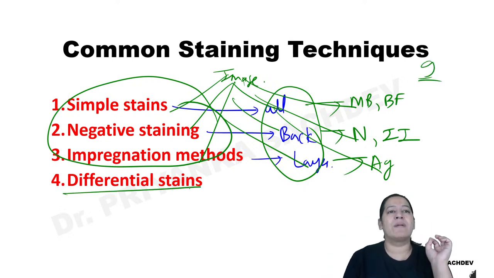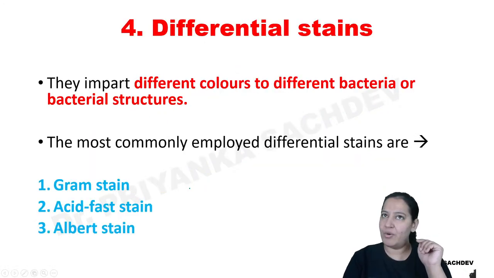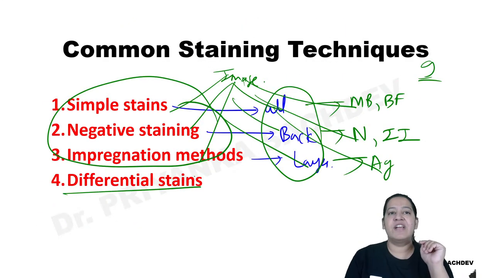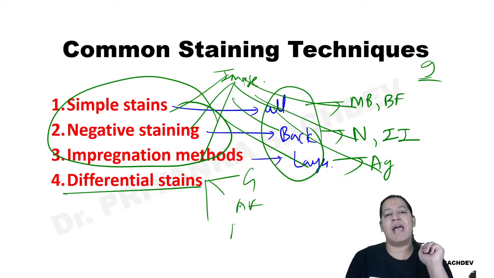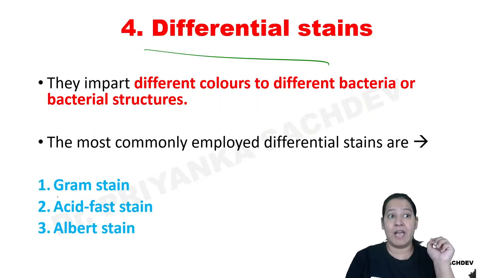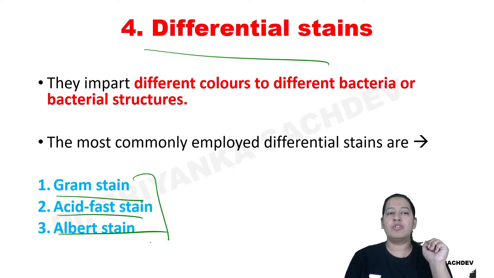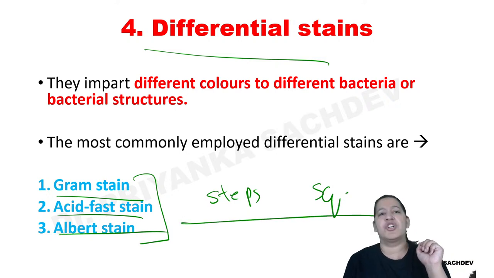Let me come to the fourth one, which is most important: differential stain. Differential is of 3 types: Gram, acid fast and Albert. You should know the steps of all three. Many questions come on the sequence of steps.